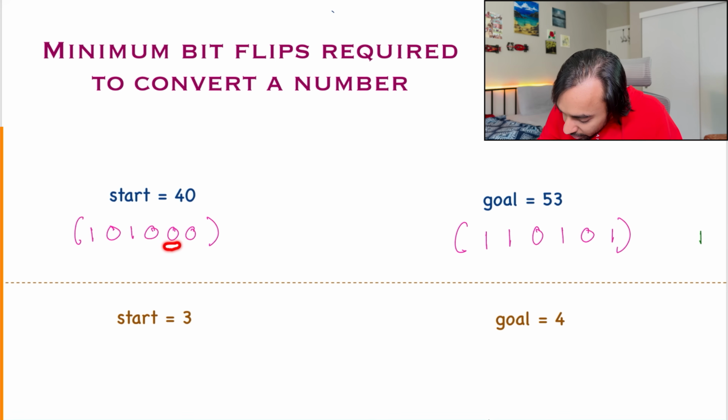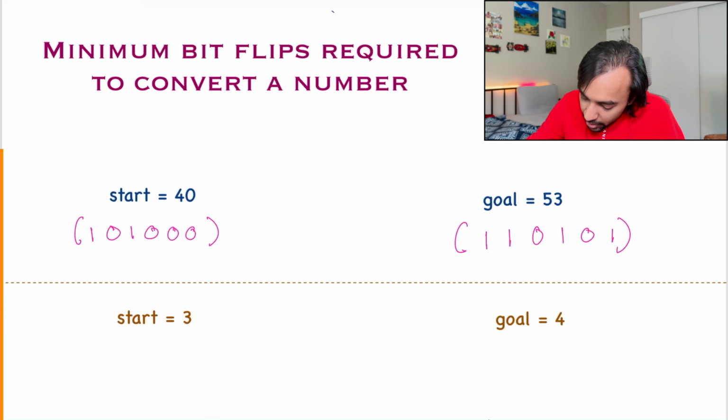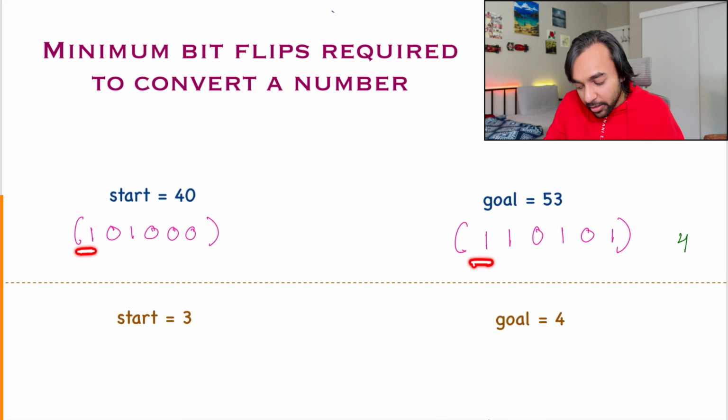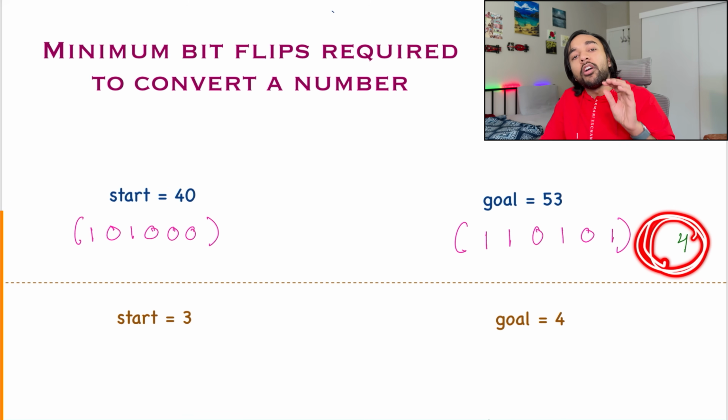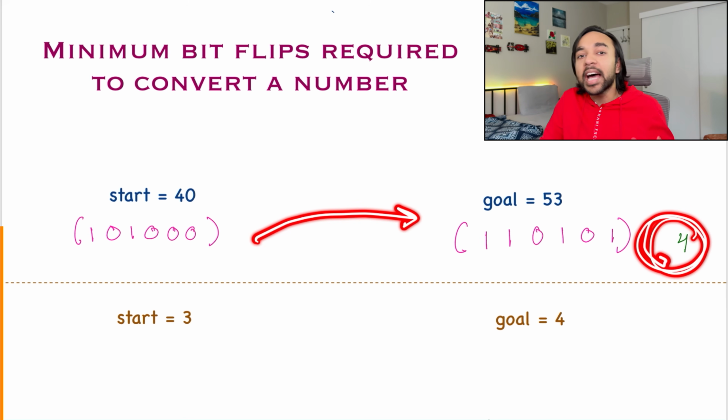Now check the second bit. This is 0, so you don't have to flip it. Check the third bit. Do you have to flip it? 0 and 1. Yes. It means you need to flip at least 2 bits. Go on. 1 and 0. Do you need to flip it? Yes. Move ahead now. 0 and 1 again. Do you need to flip it? Yes. And now check the last bit. 1 and 1. Do you need to flip it? No. It means I need a minimum of 4 flips to convert 40 into 53. And that is the target. You need to return 4 as your answer.